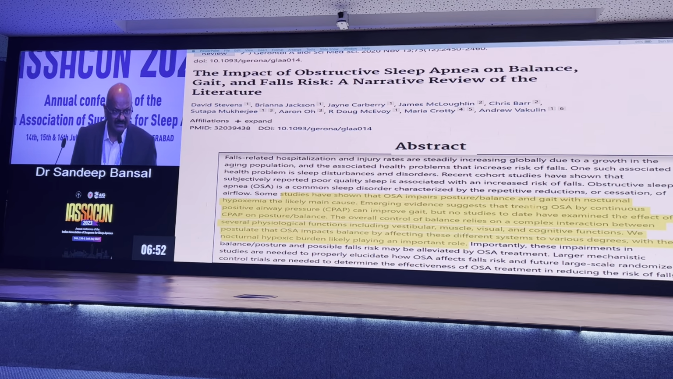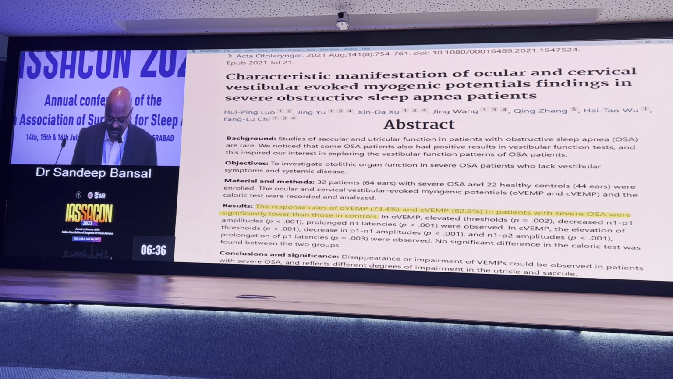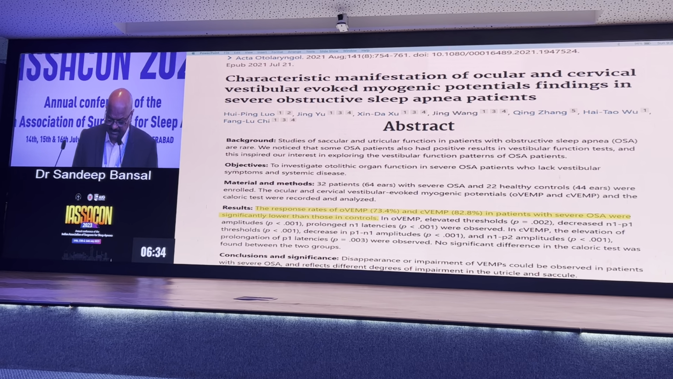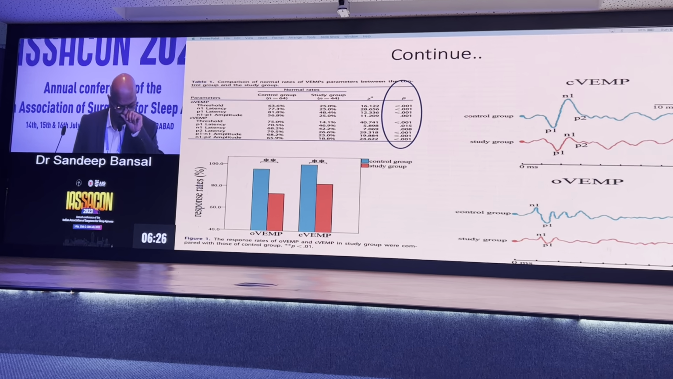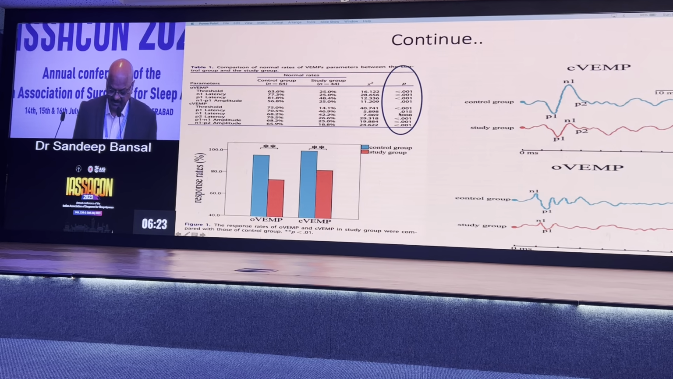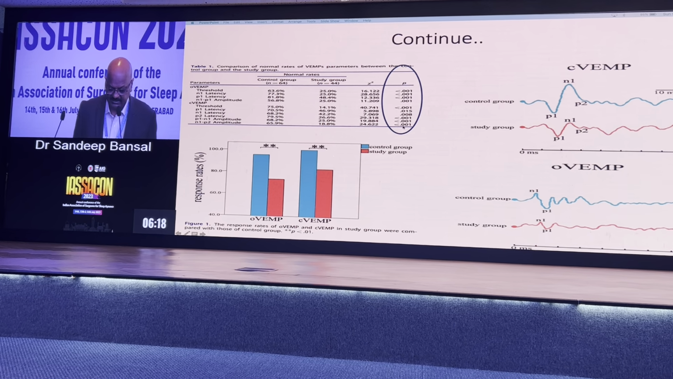So that's the basic reason why this talk has been suggested. So again, this manifestation of ocular and cervical vestibular evoked myogenic potentials in sleep apnea patients. The result of this study stated that the response rates of O-VEMPs and C-VEMPs in patients with severe OSA were significantly lower than the controls. So these have all been significant, the C-VEMP between the controls and the subjects, the OSA patients, were found to be statistically significant.